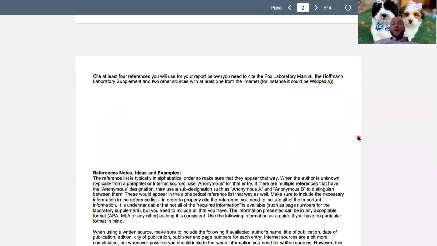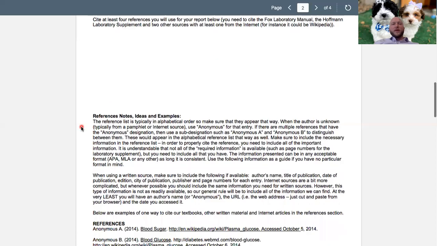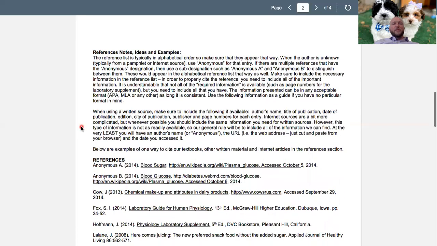This next part, you can do optionally. I'm not going to grade this part right here. It says cite at least 4 references. I'm not going to do required citations on the lab report because the 2 things you need to cite are going to be the Fox Manual and the Hoffman Laboratory Supplement. So let's just move right along.